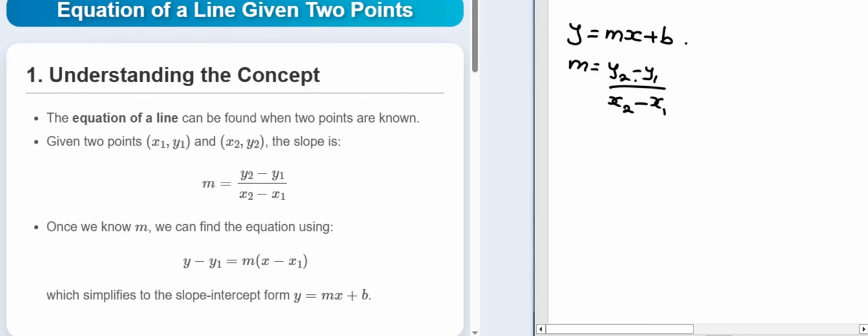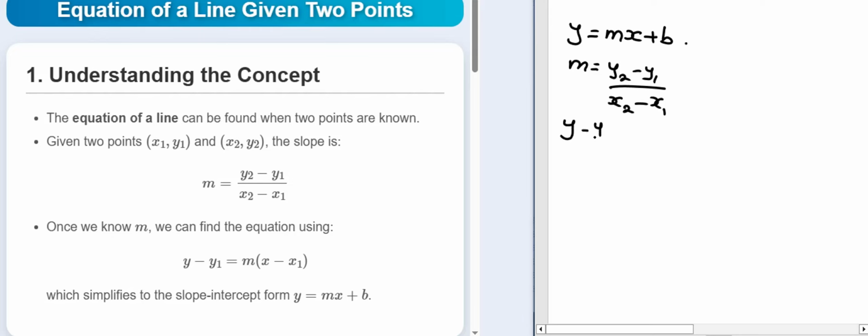If you don't know what change in y divided by change in x is, you can review lesson 2. And if you don't know what the y-intercept is, you can review lesson 3. Once you know the gradient and the y-intercept, it becomes easy to know the equation of the line. Once we have those two, the equation of the line can be given by this.